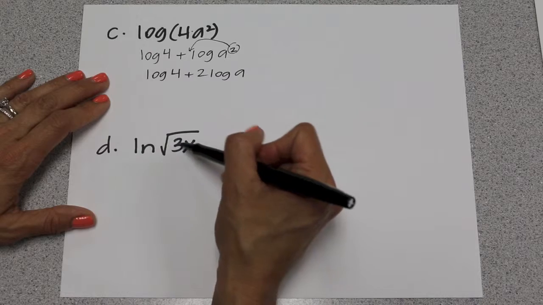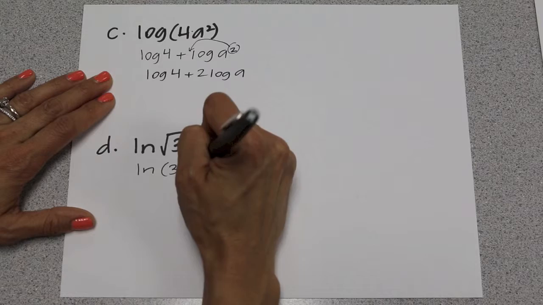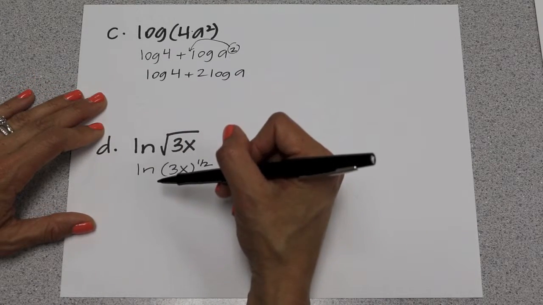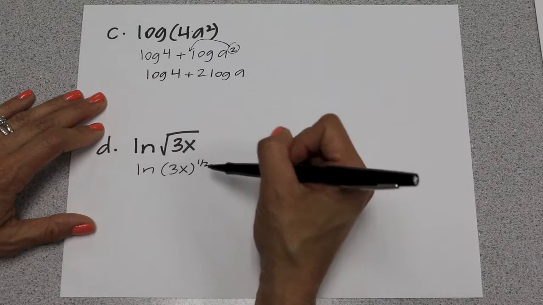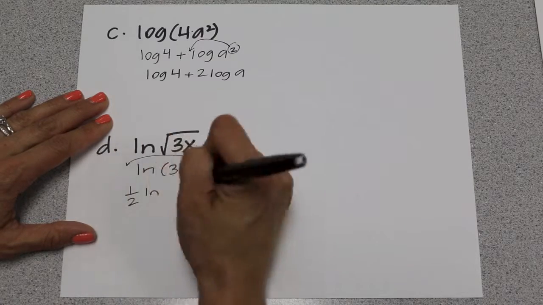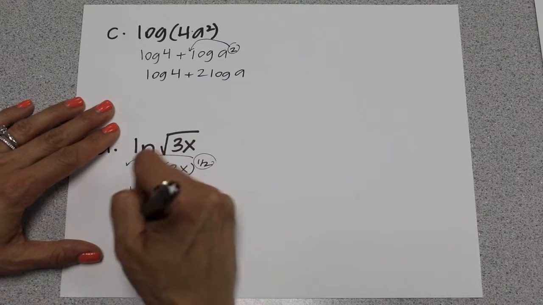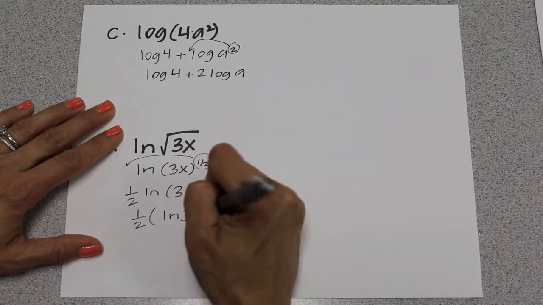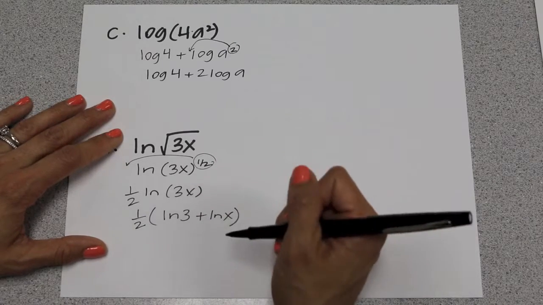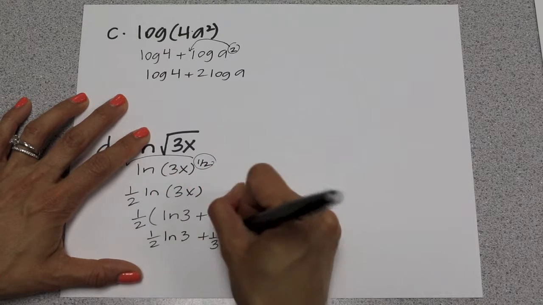On this problem right here, it says square root, so we'll rewrite that as a 1/2. So we have ln, natural log, of 3x to the 1/2. And we can move this exponent to the front, so we get 1/2 ln of 3x. And then we can actually split this up. So it's 1/2 and it's ln of 3 plus ln of x. This was a product, so we split with a plus. And then you're going to distribute the 1/2 to both natural logs.